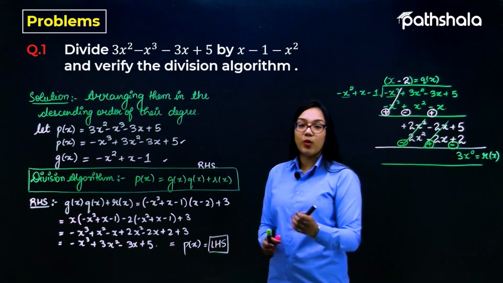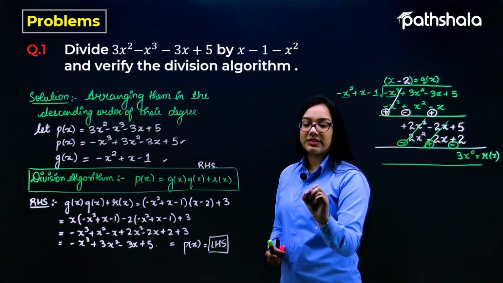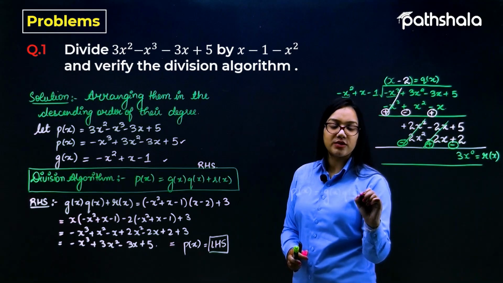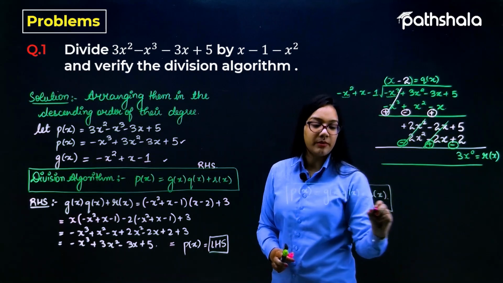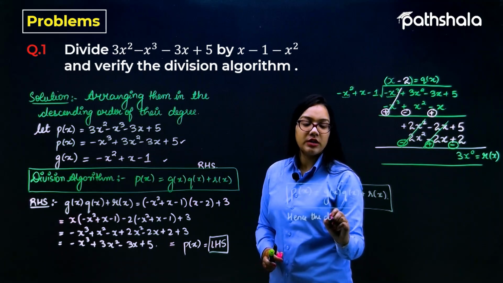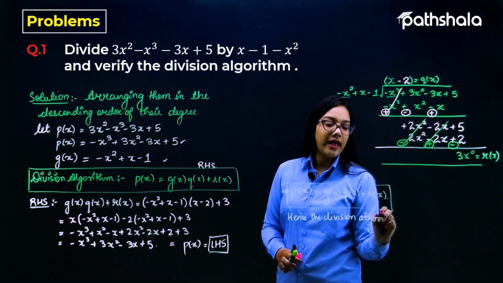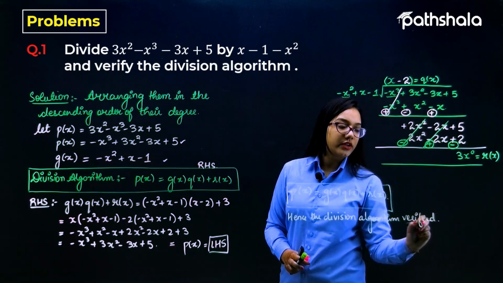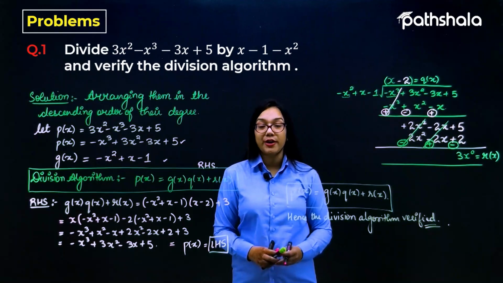So at the end, what have we verified? We have verified that the polynomial p of x can be represented as g of x into q of x plus of r of x. So hence the division algorithm is verified. So this is all about the division algorithm for any particular two polynomials p of x and g of x.